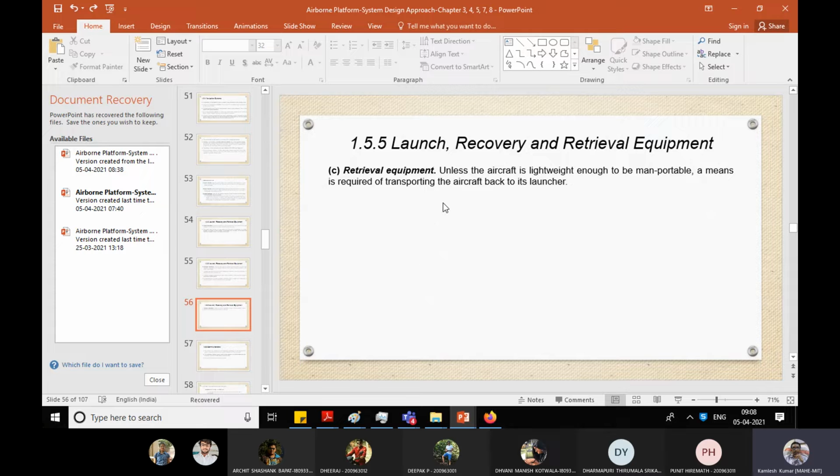So this is another point, like retrieval equipment. When everything has been done, but you want to get back your systems, then you should have transportation-related facilities from the launcher to your hangar. Okay, so that is there, some part always comes under this only, because this is the recovery not only from the air but also from the deployment location to your actual hangar site.